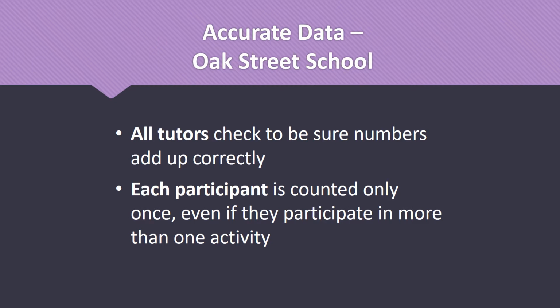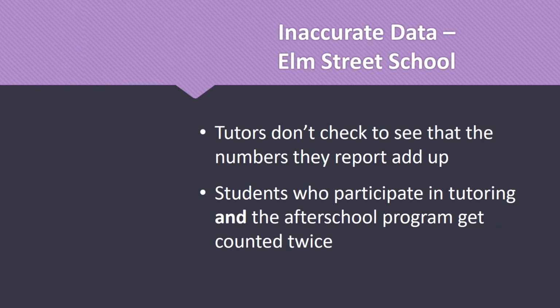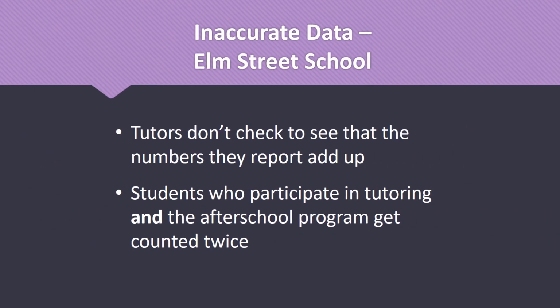This slide illustrates an example of accurate data to point out a couple of important things to look for when checking your data. Make sure the numbers add up correctly. If there are a total of 200 participants in the program, then when the numbers of participants at separate sites are added together, the numbers should not add up to more than 200. Each participant is only counted once, even if they participate in more than one service. This is an example of inaccurate data.